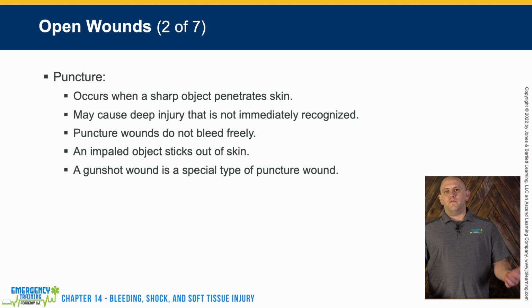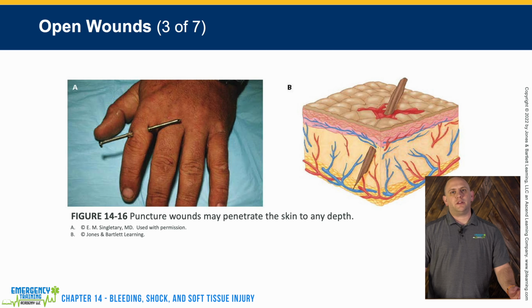We also have avulsions and amputations. An avulsion is tearing away of body tissue. If the entire body part is torn away, then we call that a traumatic amputation.